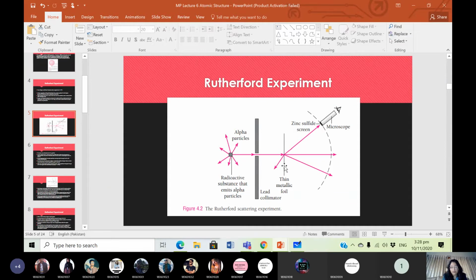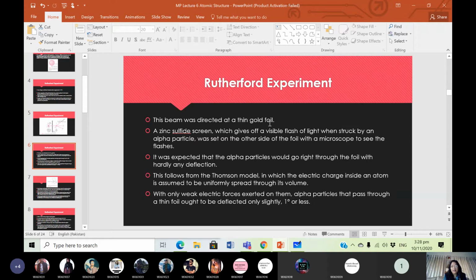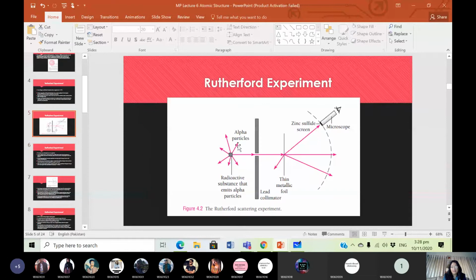Then there's a thin gold foil here. Okay? They placed a gold foil. The beam was directed at a thin gold foil, okay? Then we have a zinc sulfide screen which gives off a visible flash of light when struck by an alpha particle. It was set on the other side of the foil with a microscope to see the flashes.